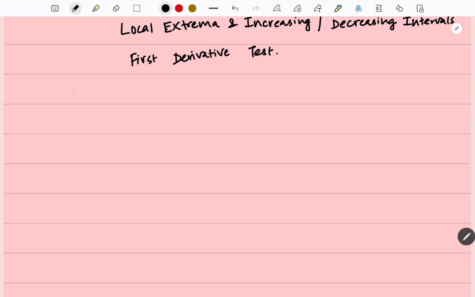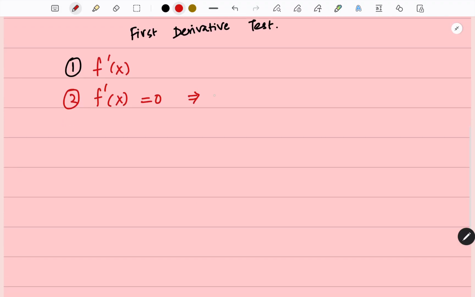What are the steps you're going to follow? Step number 1 is you're going to find f dash of x. And step number 2, you're going to set f dash of x equal to 0. When you do that, you will get critical points, right? Critical points means where the function turns to increasing or decreasing, right?